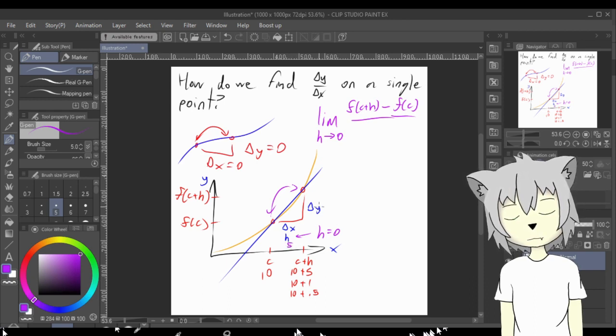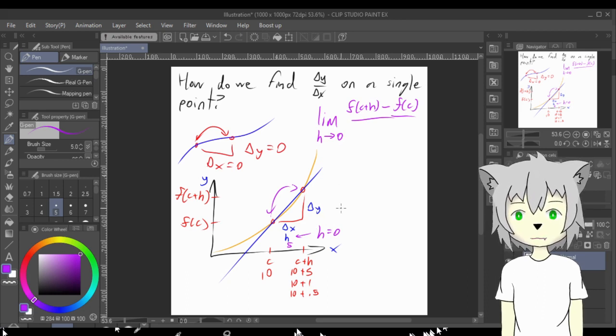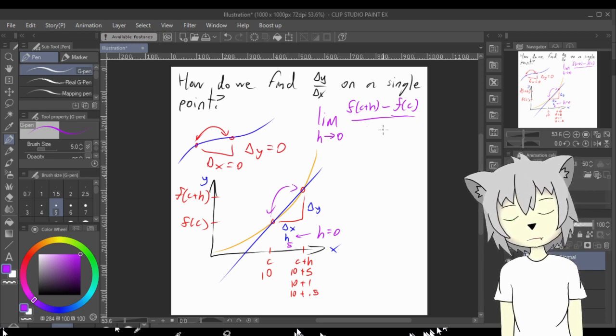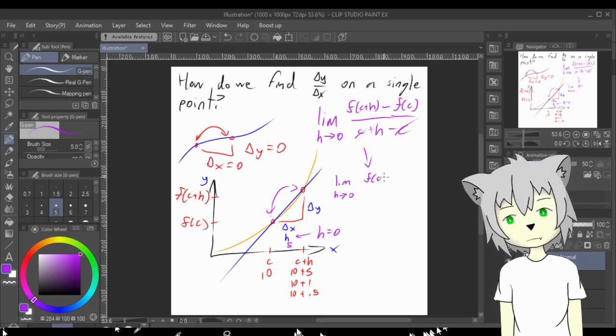but the y, depending on the function, if it were like x squared, then the change would be different. I'm not going to calculate that because it's not really important. And of course, the change of x is c plus h minus c. That can be simplified because these cancel out, and we have the limit as h approaches 0 of f of c plus h minus f of c over h.